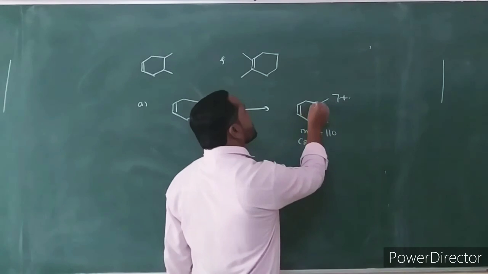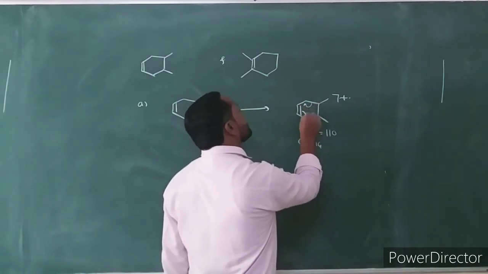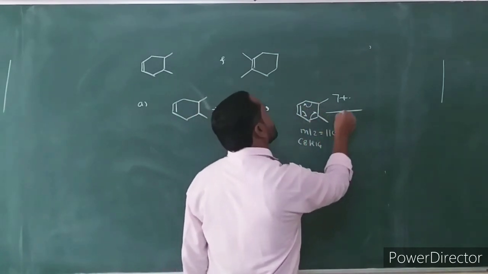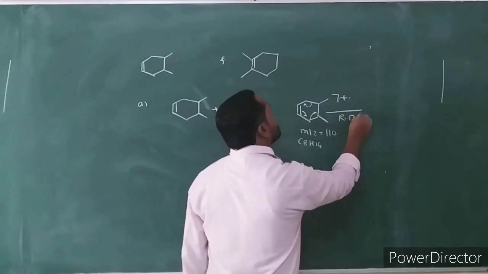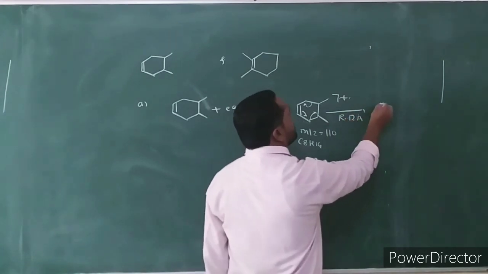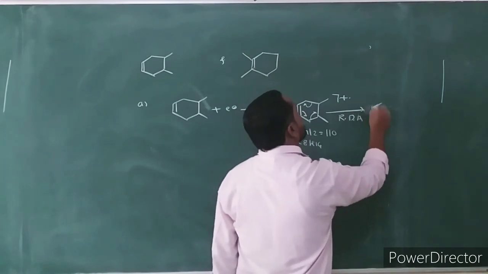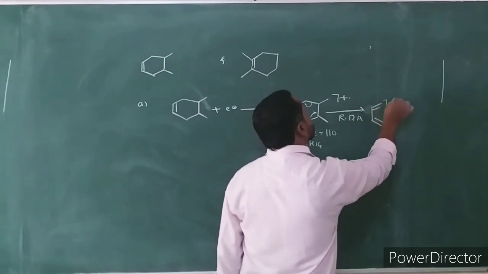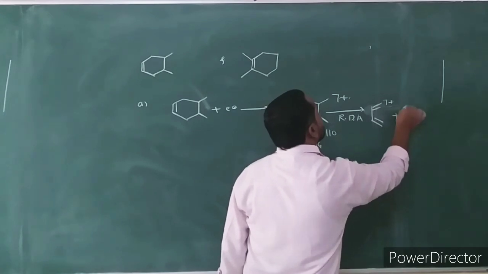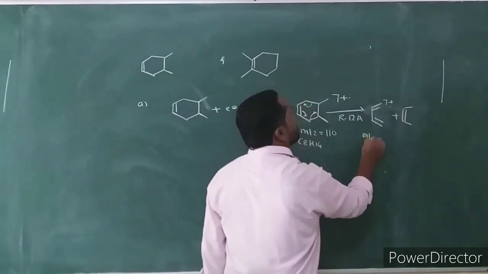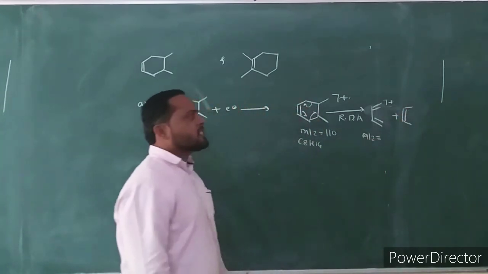Then it undergoes retro-Diels-Alder fragmentation. This fragment ion is formed. There is formation of this diene with elimination of this alkene. What is the mass to charge ratio of this diene?